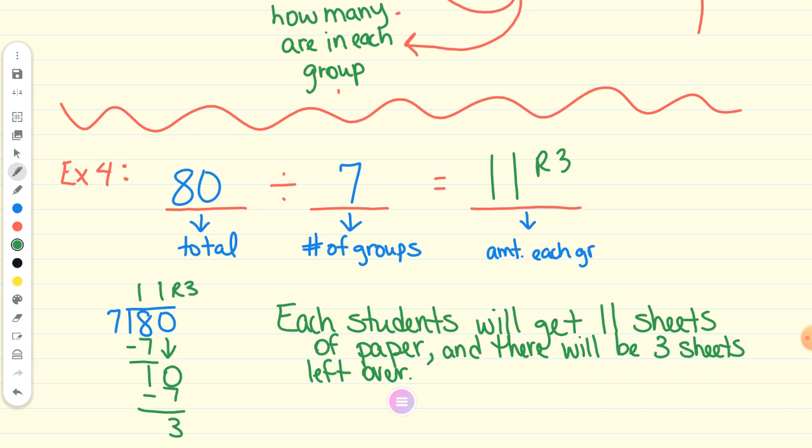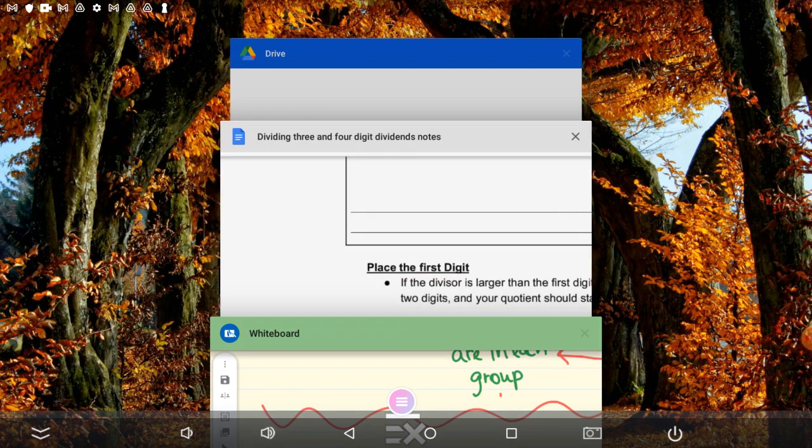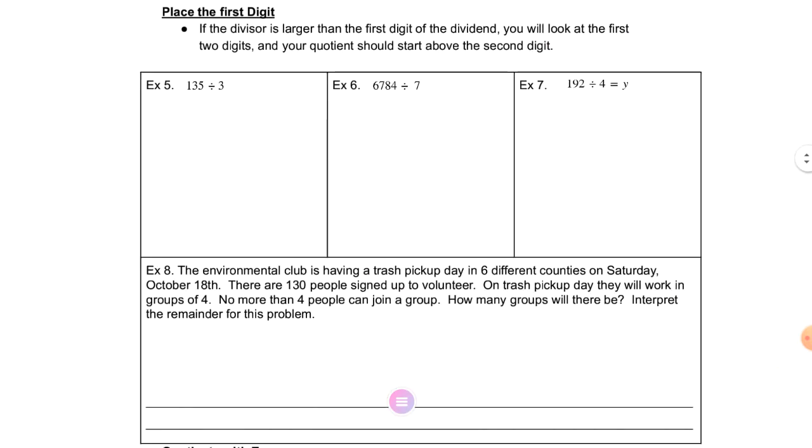Okay, go ahead and look at the next word problem on your notes page. I believe it's on the back, example 8. I'm going to go back to the notes page. Let's see here, back to the notes page.